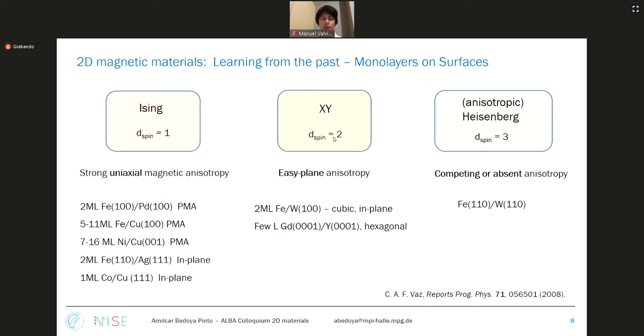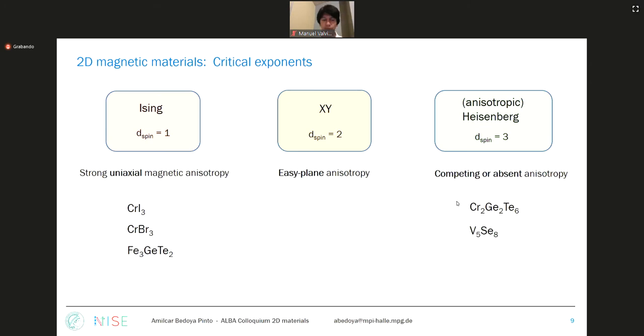For the case of XY magnets or easy-plane magnets, the examples were more elusive. We have here a few examples of few-layer samples with different crystal symmetries that have been claimed to have this easy-plane symmetry. And of course, there have also been a few Heisenberg-type magnets studied before in this surface science magnetic community.